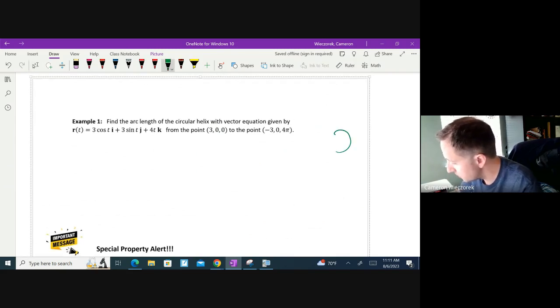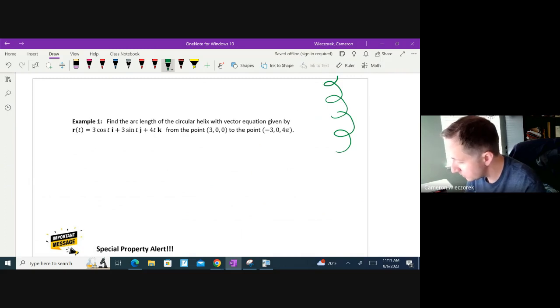So remember, our circular helix was that slinky type spiral pattern. We want to find the length from the point 3, 0, 0 to the point negative 3, 0, 4 pi. First thing we need to do is figure out what our parameter values are going to be. What's the domain of our parameter?